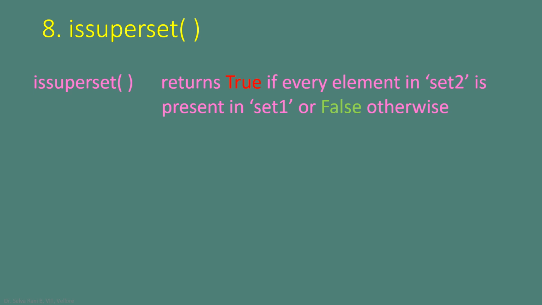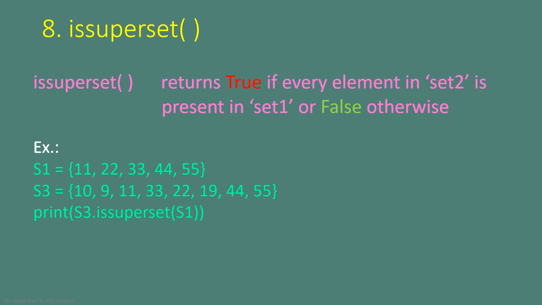Similarly, issuperset. This method returns true if the set contains all the elements of the other set. Otherwise, it will return false. The syntax is set1.issuperset(set2). The same can be represented with the symbol set1 >= set2.